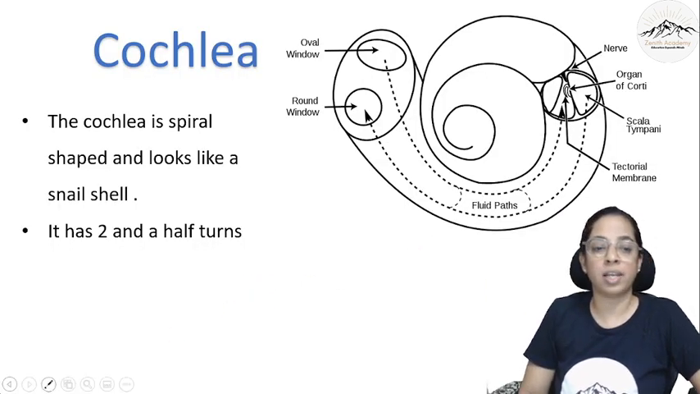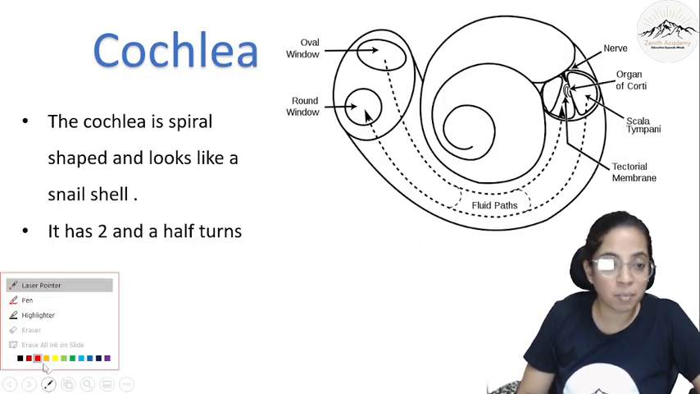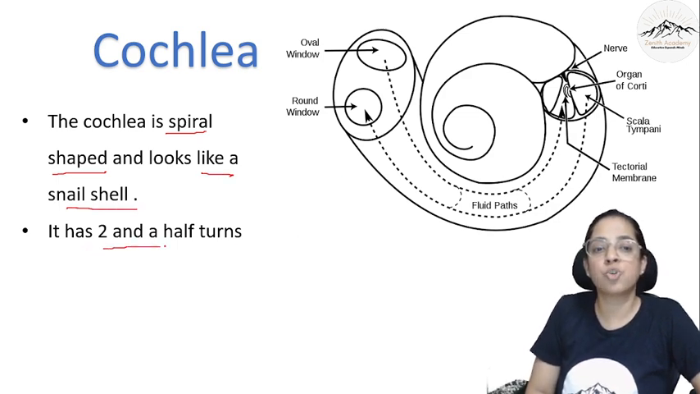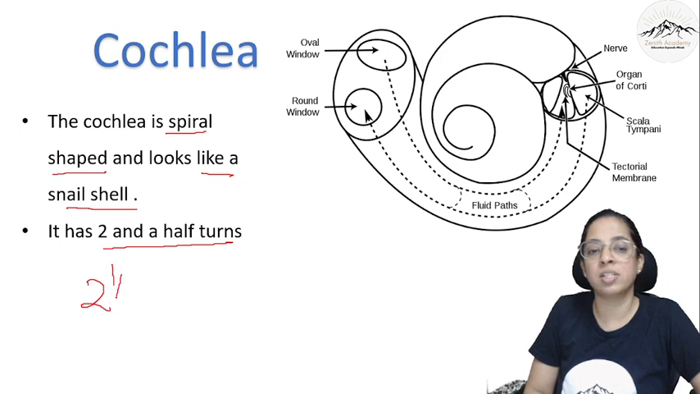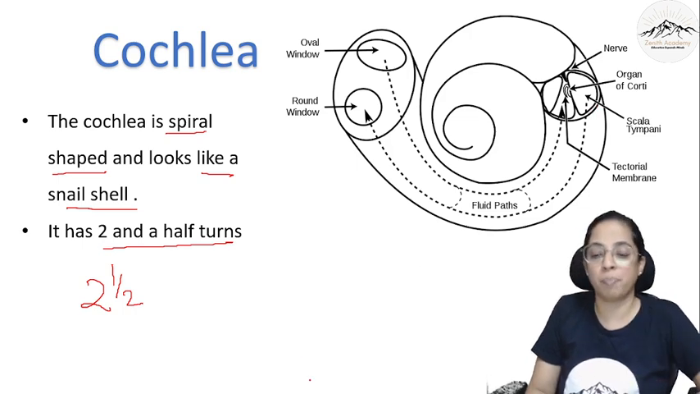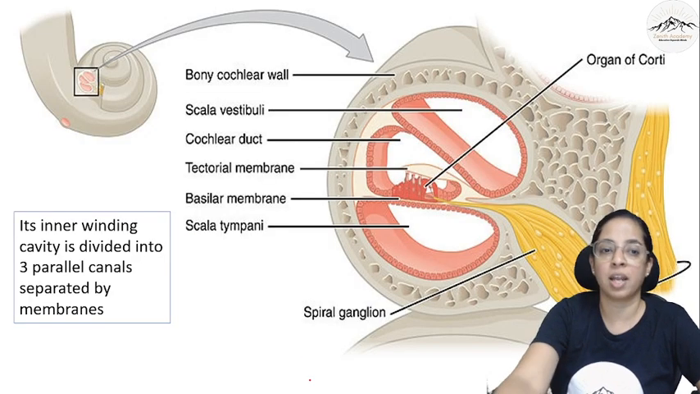So this is the cochlea. Okay, let me take my pen. Cochlea is spiral shaped and looks like a snail shell. Here is the diagram I have given you. It has 2.5 turns. How many turns does it have? 2.5 turns. Now they have cut it and shown you that there are 3 hollow passages here. So we'll talk about it now.